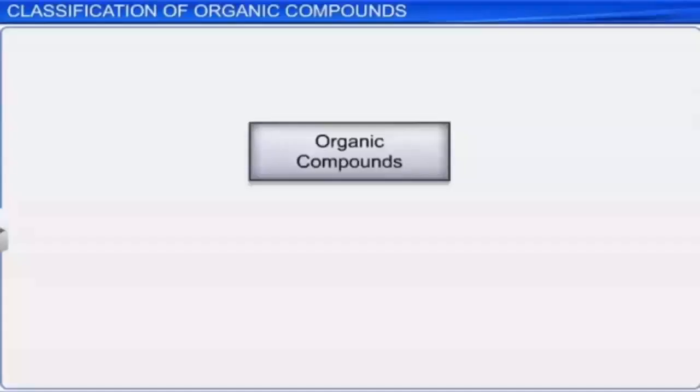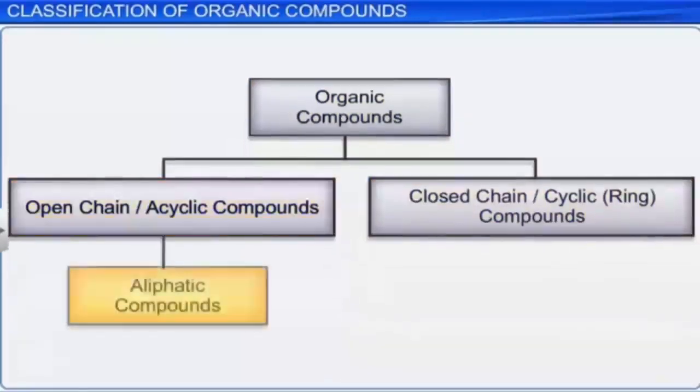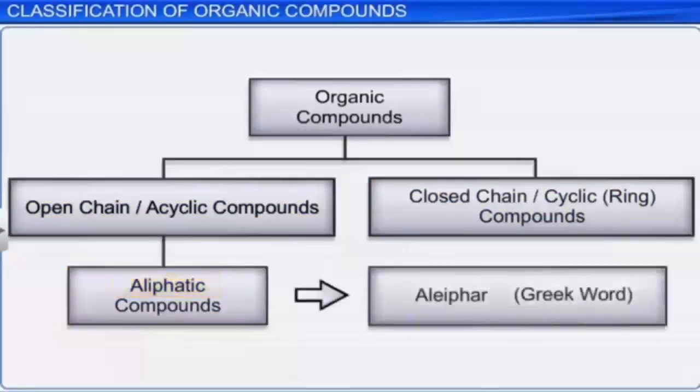To simplify and systematize the study of organic compounds, they can be classified on the basis of their structure as open chain or acyclic compounds and closed chain or cyclic or ring compounds. Open chain compounds are also known as aliphatic compounds. The term aliphatic is derived from the Greek word aliphar, meaning fat or oil. The compounds in this class are derived from vegetable or animal fats.